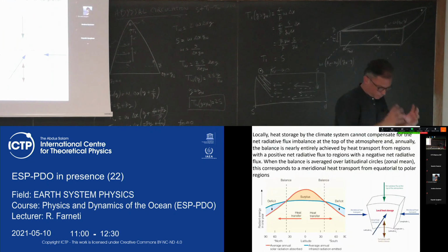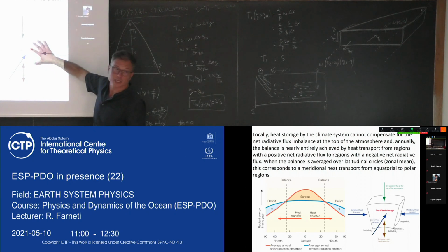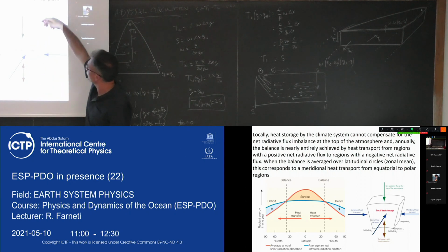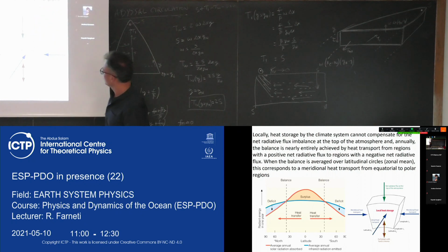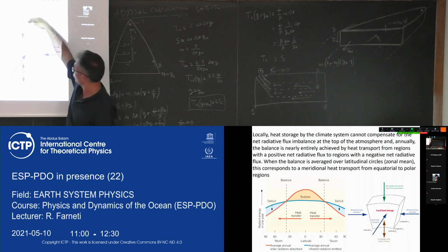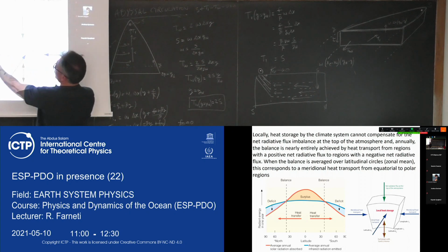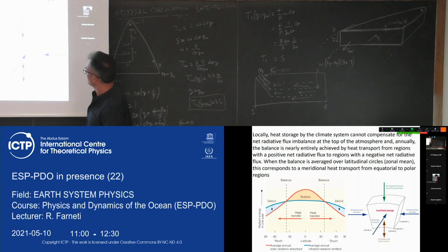And you can think about a piece of a column in the atmosphere or the ocean. Okay? You have heat getting in. At the equator you have more heat getting in, and so you will need a meridional transport in this sense, okay? Not considering transport in the zonal direction.